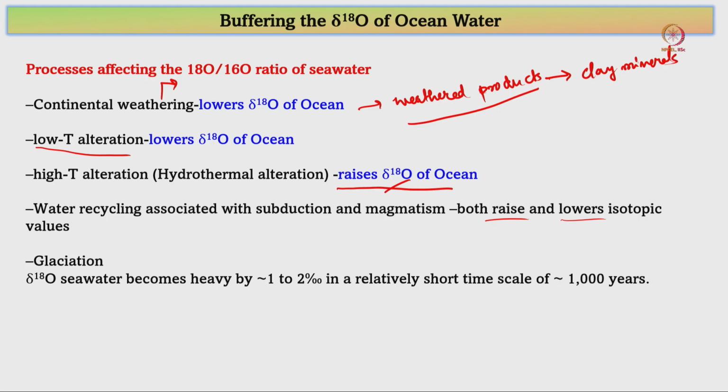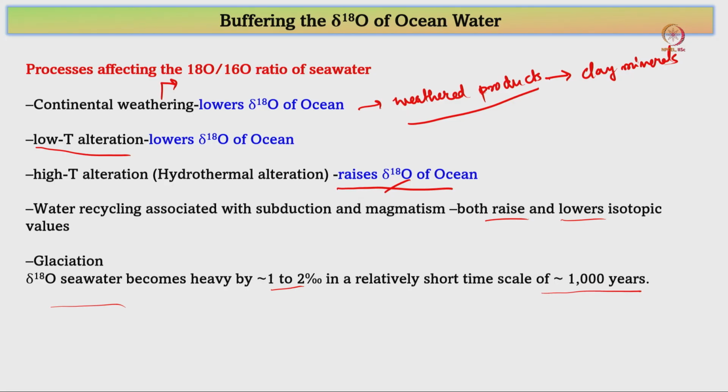Then glaciation, how will glaciation affect? So, glaciation again is a huge phenomenon. So, the delta 18 of seawater is going to get heavy as glaciation is happening, because all the 16 oxygen is getting trapped in the continents, and the seawater delta 18 is getting more and more enriched. So, it is going to get heavy by 1 to 2 parts per mil, and if glaciation is happening in a few hundred years, then it can happen within a very short time scale of 1000 years when we are looking into the long time scales.